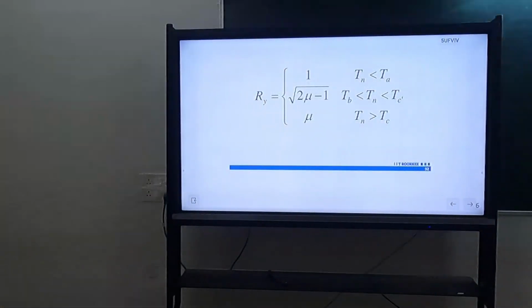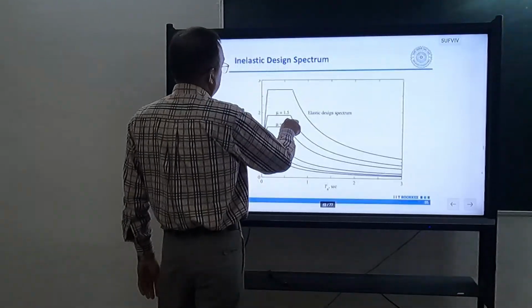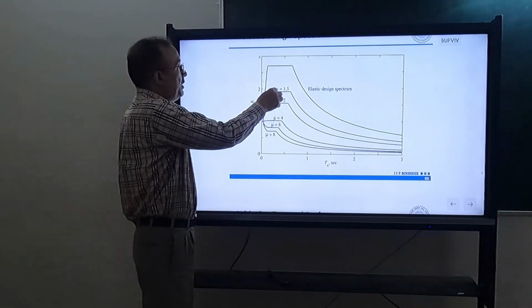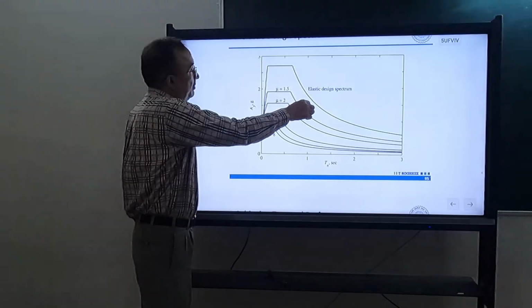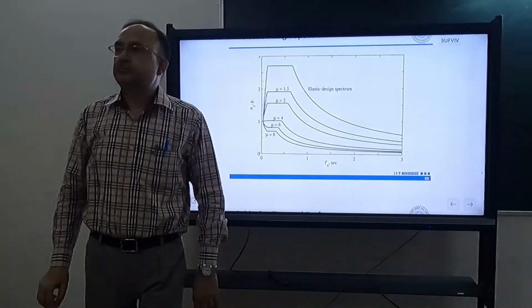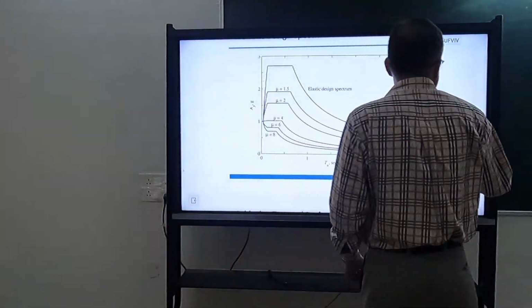So for any value of mu, you can plot this response spectrum very easily. Can you do it or not? Here it will be reduced by square root of 2 mu minus 1. Here it will be reduced mu times. The intersection of those two will give you this. So you can plot the yield spectrum for any value of mu. Now, knowing this yield spectrum, how to get the performance point?